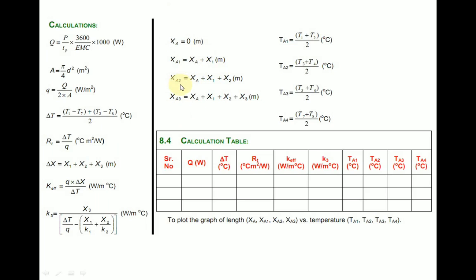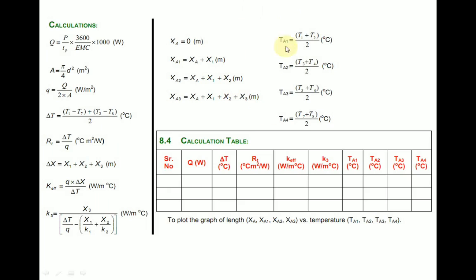Then in the same way we will be able to find Xa2. So simply what we need to do, we need to add this Xa1 with X2, and X2 is nothing but the thickness of your bakelite plate. Then after that we need to find Xa3. So Xa3 is nothing but the summation of Xa2 plus X3. X3 is the thickness of the press wood.